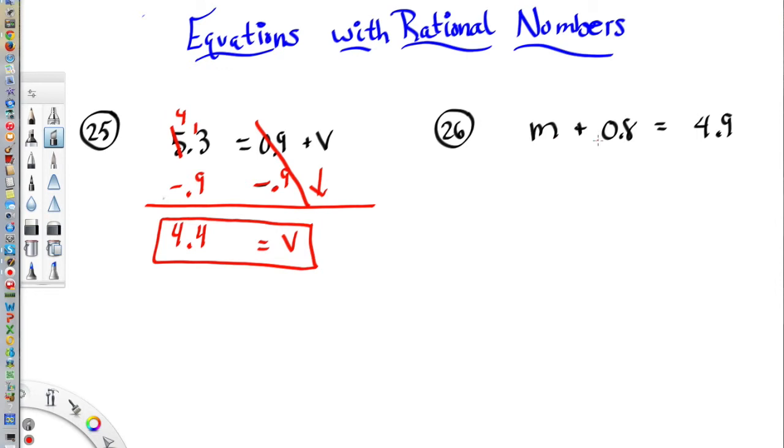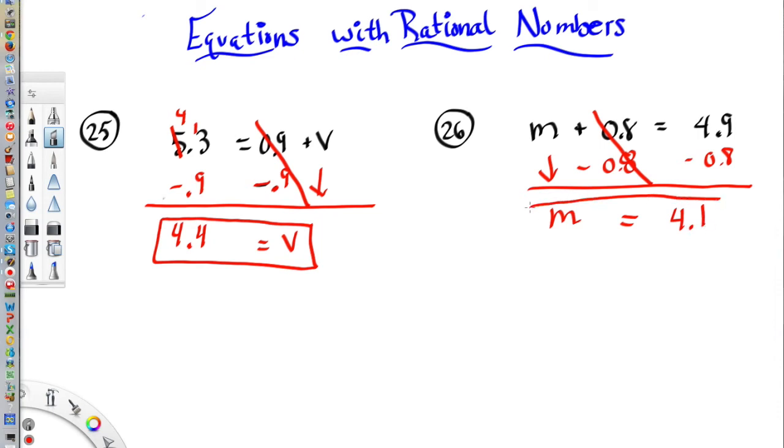Over here I have m plus 8/10 is equal to 4 9/10. What's happening to the variable m? It's being added by 8/10, so I need to subtract 8/10. And what I do to one side, I do to the other side. The 8/10 cancel each other out. My m comes down, it's isolated all by itself. And then I subtract 8/10 from 4 9/10, and that's going to give me 4 1/10.